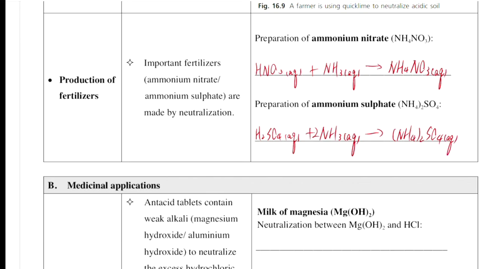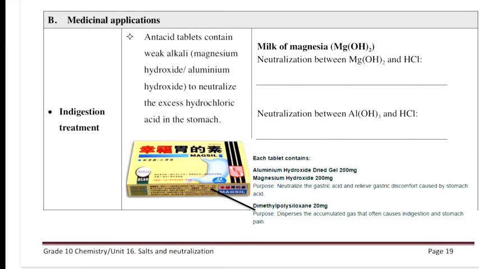Okay, and the next application, we have mentioned this before. We know some of the bases that are used as antacid tablets. So the examples include magnesium hydroxide and aluminium hydroxide. They react with the excess hydrochloric acid in your stomach. So the reaction we can write out between magnesium hydroxide and hydrochloric acid makes magnesium chloride with water.